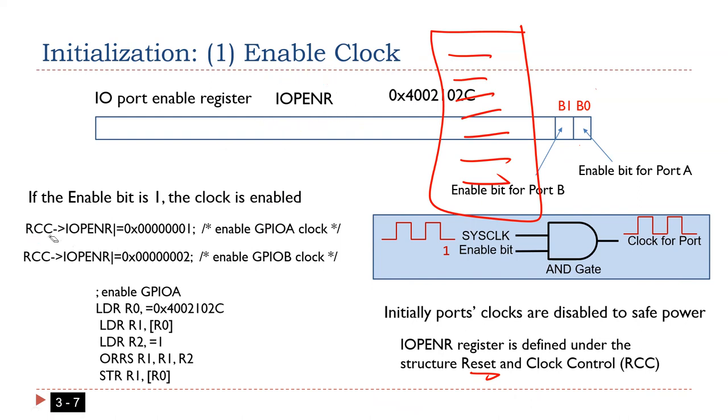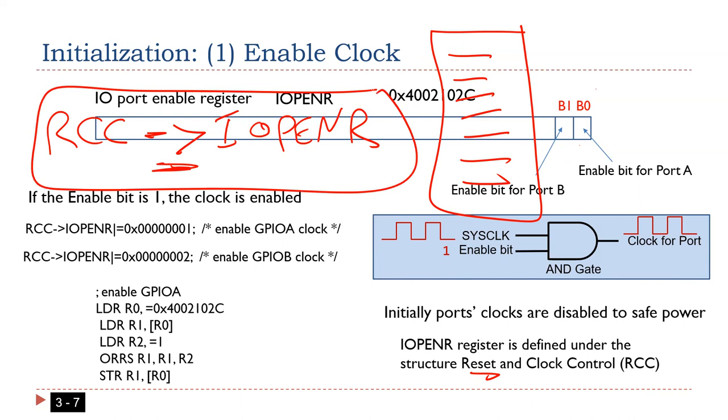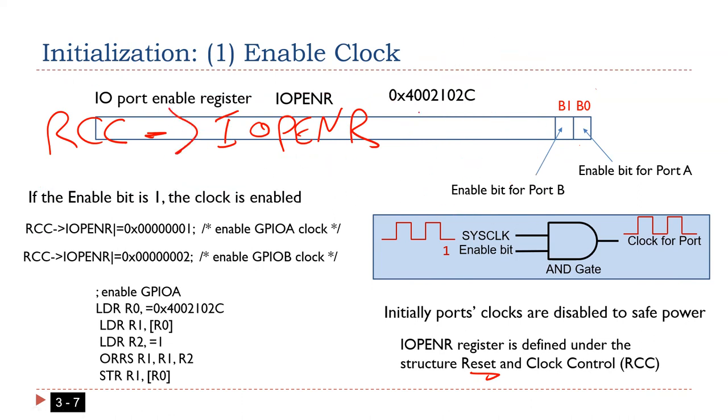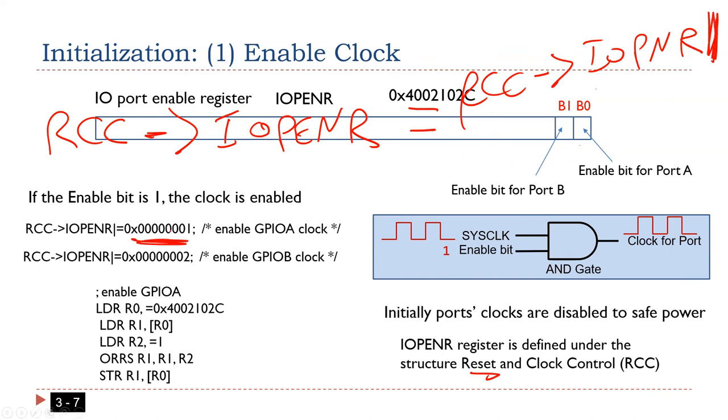That is why you have to say RCC and then do something like this. This is how we do it for any structure, okay? And then you have to say IOBENR. If you do something like that, there is a variable. This one is like a variable. So all you have to do is make this variable equal RCC IOBENR, and then put OR, and then put a number here, which is the pin you want to set.